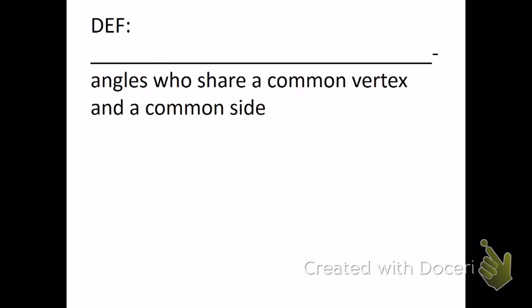Angles who share a common vertex and a common side are adjacent. Okay, they're adjacent. Angles who share a common vertex and a common side. Adjacent. So adjacent means next to. They're right next to each other.